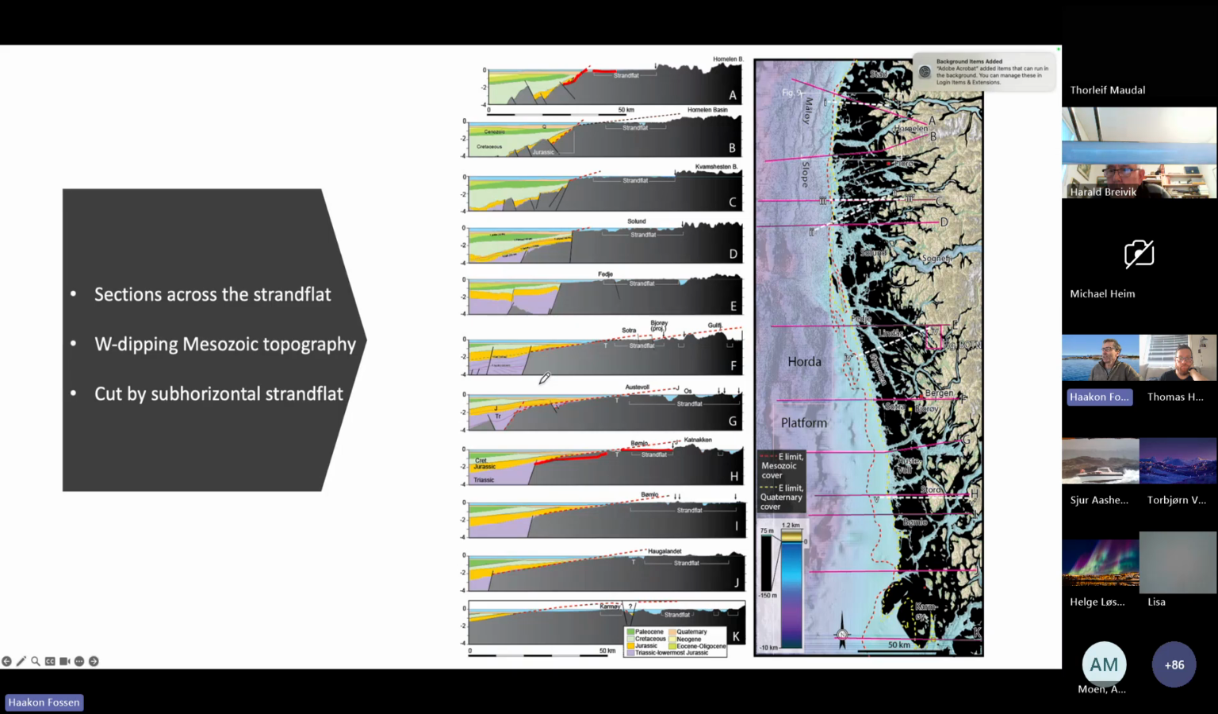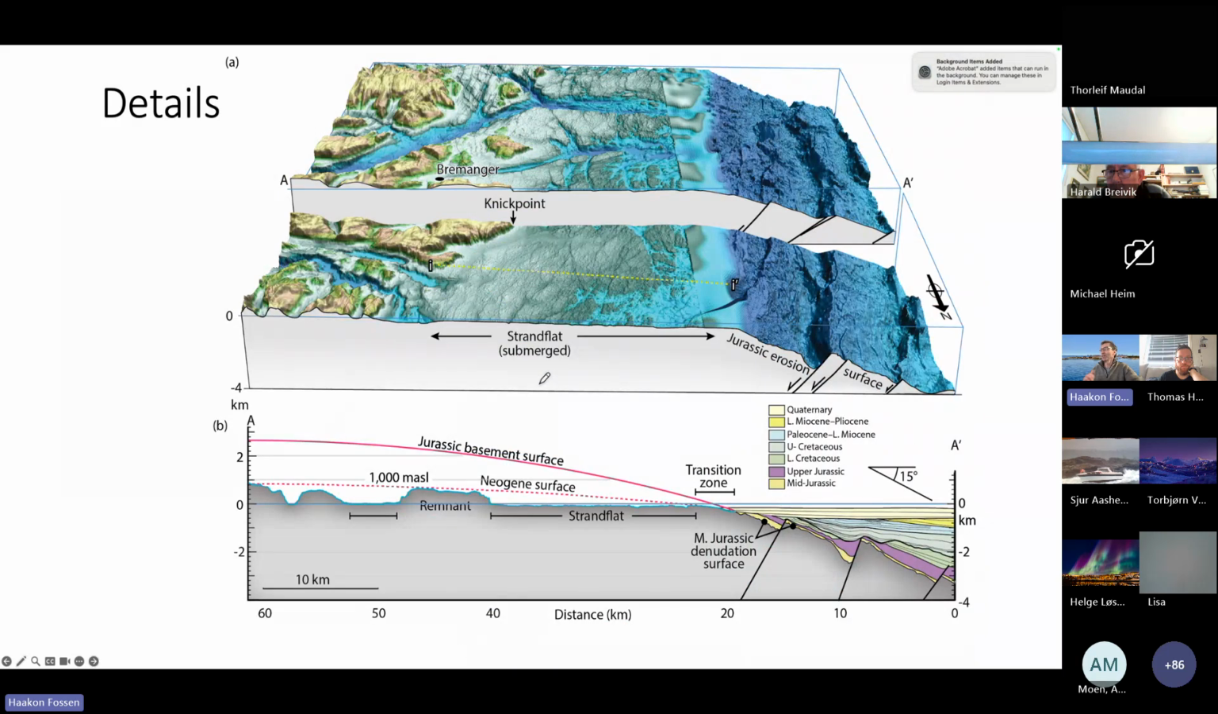So it's definitely younger than Jurassic, and very likely Quaternary. Back to this one, we see the same thing. Again, strandflat, slightly dipping to the west, not much. And then the Jurassic top basement surface like this. So this is a stratigraphy offshore with the mid-Jurassic, upper Jurassic like this. So this here is the surface, more or less like this.